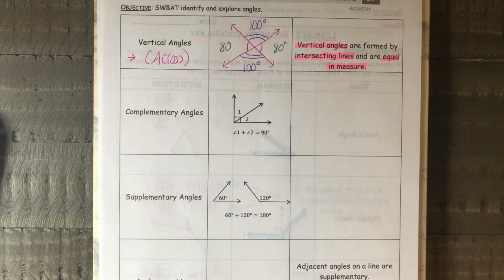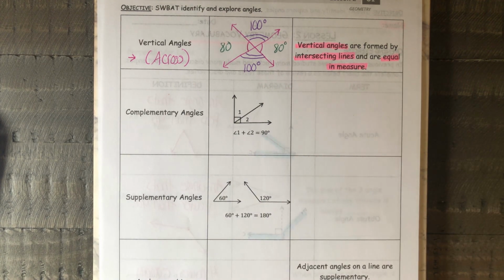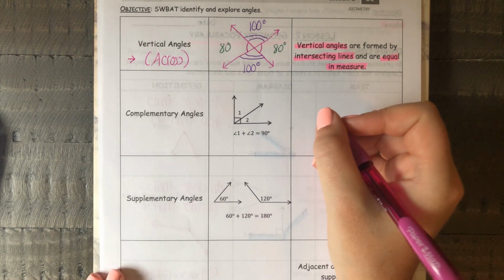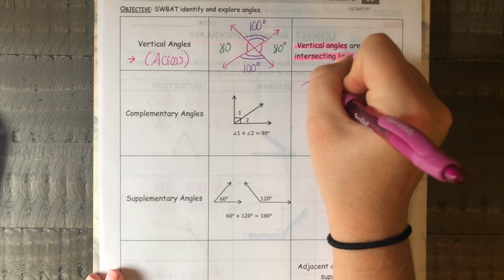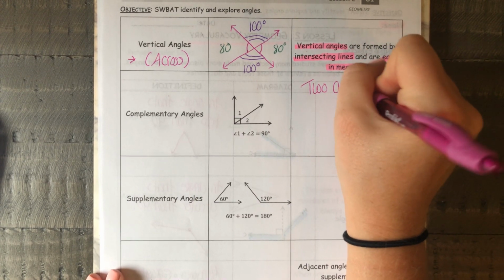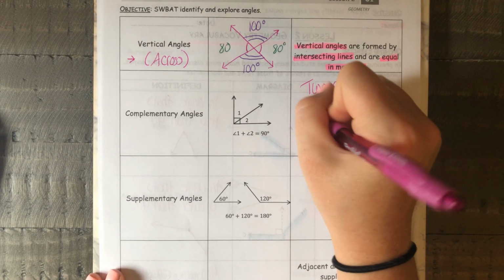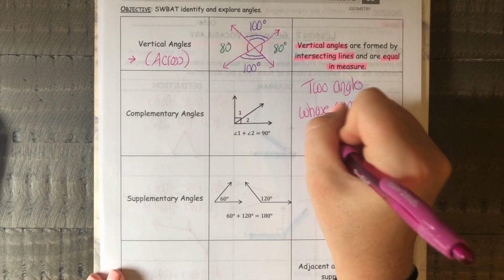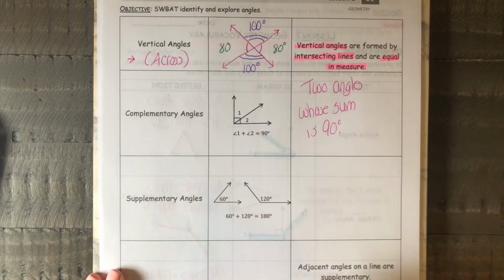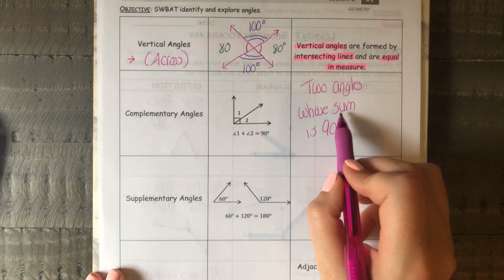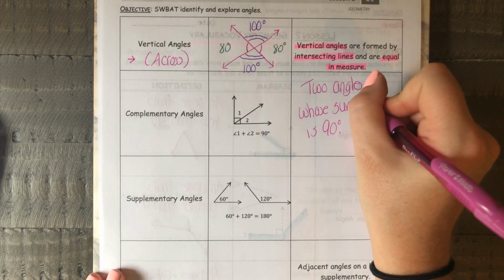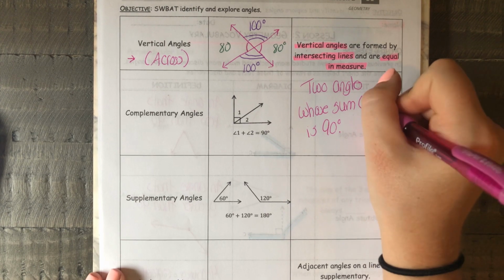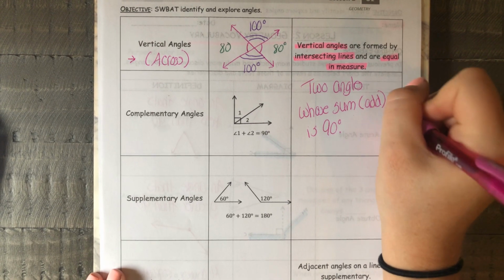Okay, moving on. Next is complementary angles. Well, let's do the definition first. I know that complementary angles are two angles whose sum is 90 degrees. All right. And for anyone who might have forgot what the word sum means, it just means when I add them together. So I should be thinking addition.